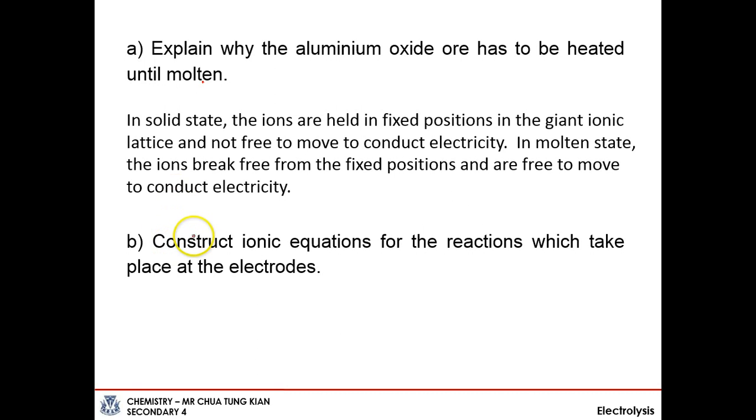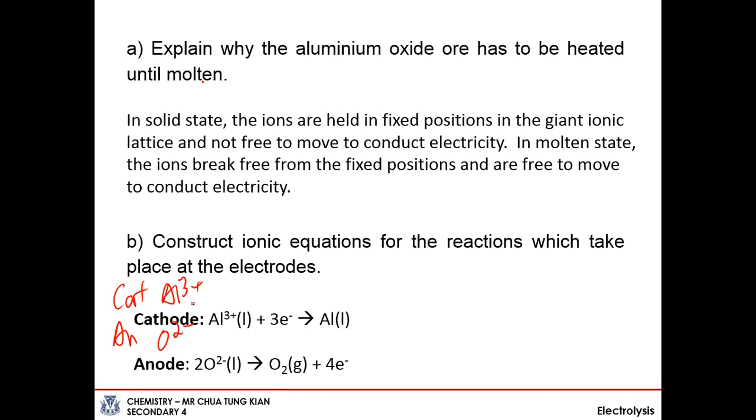The next part, constructing ionic equations for the reactions which take place at the electrodes. So again, there's the cathode and there's the anode. The cathode is where the cations go to, anode is where the anions go to. So by simple deduction, the cathode would attract the Al3 plus ions, the anode would attract the O2 minus ions. So what do we get? We get Al metal discharged at the cathode and O2 gas discharged at the anode. Take note, state symbols must always be written for ionic equations. Alright?